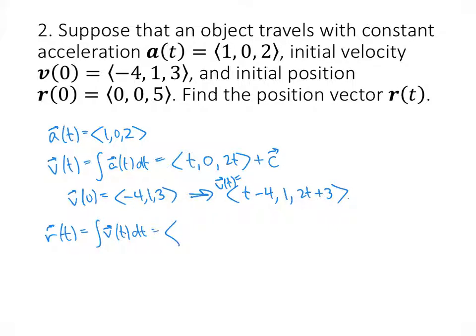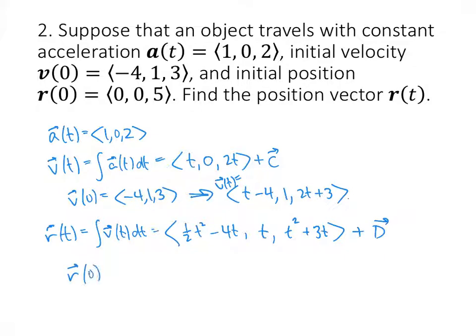Taking the antiderivative of each of these components, we get 1/2 t squared minus 4t. Antiderivative of 1 is t, and the antiderivative of 2t plus 3 is t squared plus 3t. Again, plus some constant vector. I've already used the letter c, so I'll use the letter d.